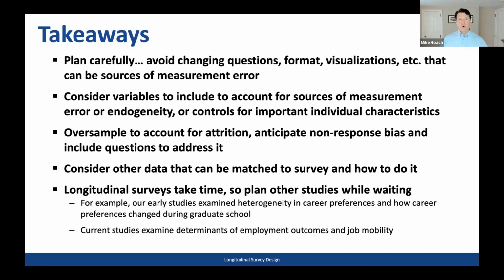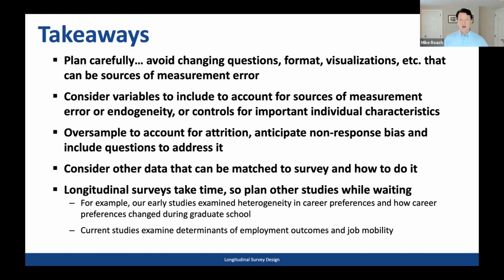But we've looked at a lot of other important questions along the way, especially early on, trying to understand what are some of the heterogeneity and differences in preferences across these different groups, and how they relate to some kind of expected outcomes, but also where did these preferences come from and how might they change over a period of time. And so for us, it was really looking at how career preferences change during graduate school and how that might relate to career goals and career plans. But think about how you can try to get some work done with these surveys, and what are some other important questions you can ask while waiting for individuals to transition to some other status over time.